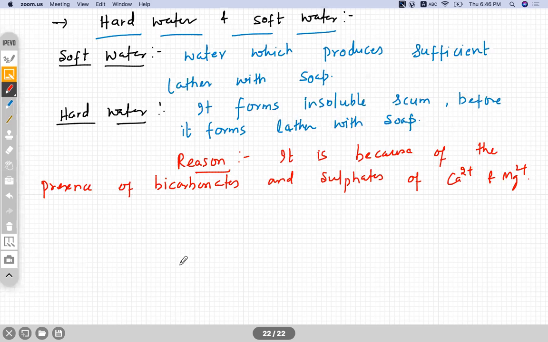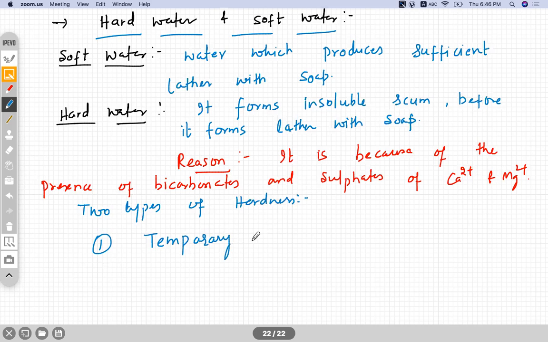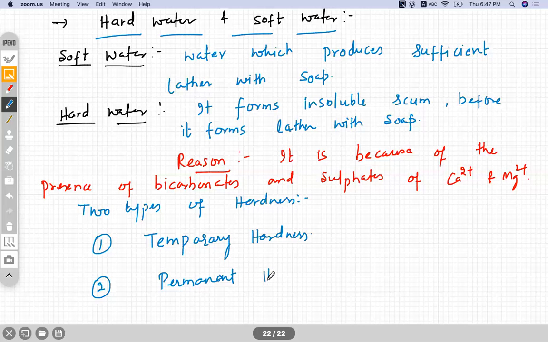Okay, so there are two types of hardness we have. Types of hardness. First one is temporary. And the second one is permanent hardness. Next, we'll see what is the reason of this temporary hardness and what is the removal way.